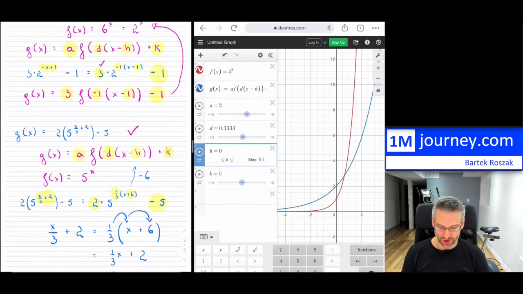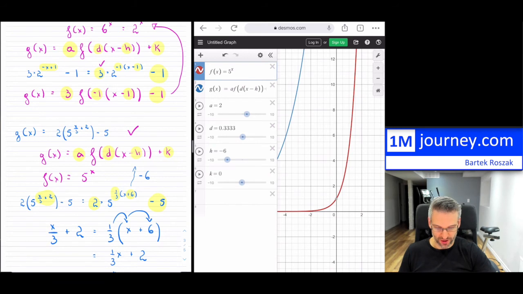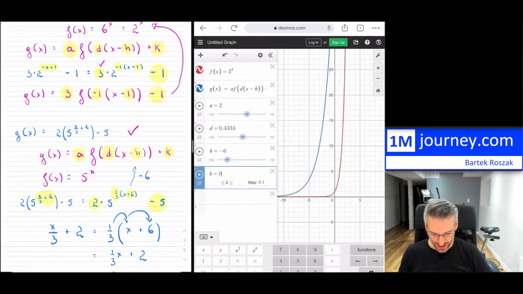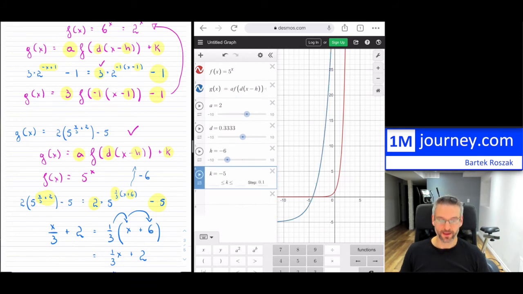My h, my h was -6. So I'm going to put this in here. So it should shift it over. So notice it just shifted it over in this direction. And then my k was -5, which brings it down. And that's what has happened here.